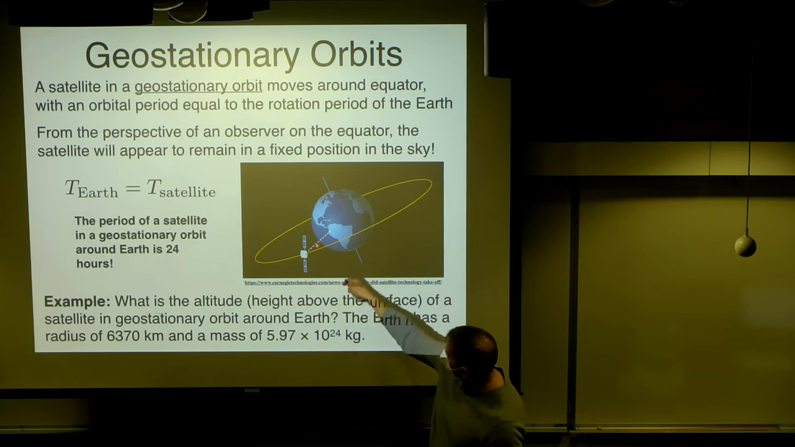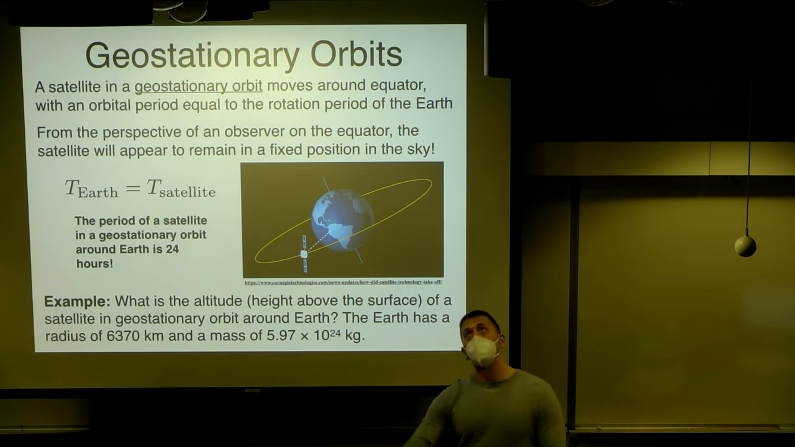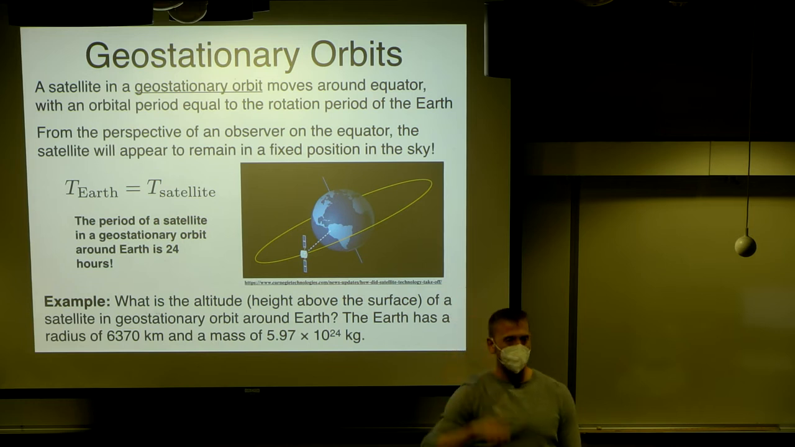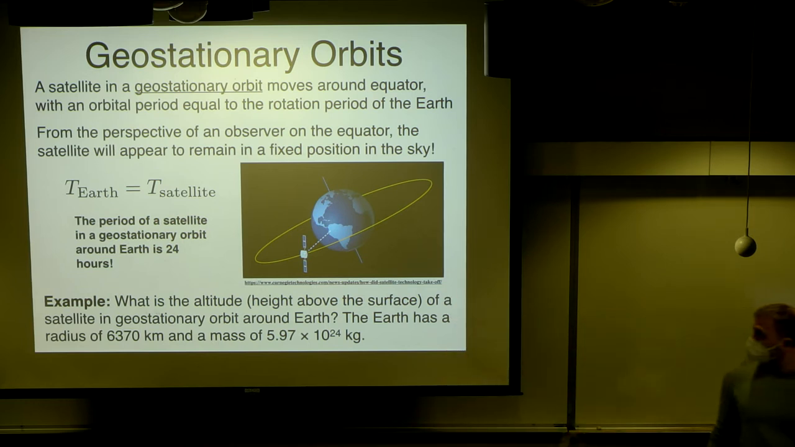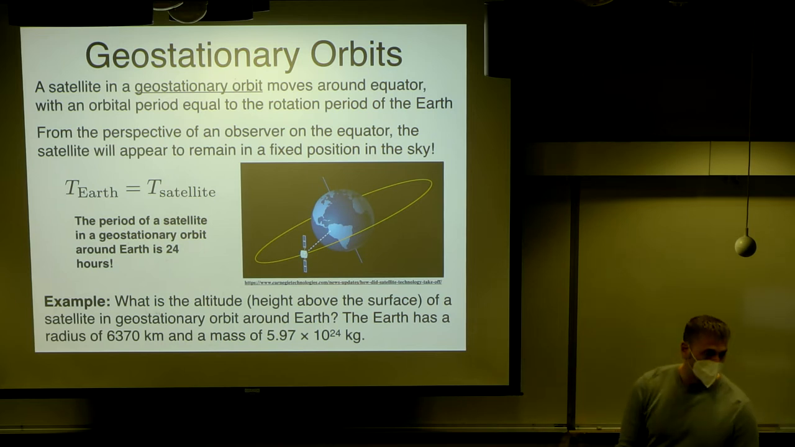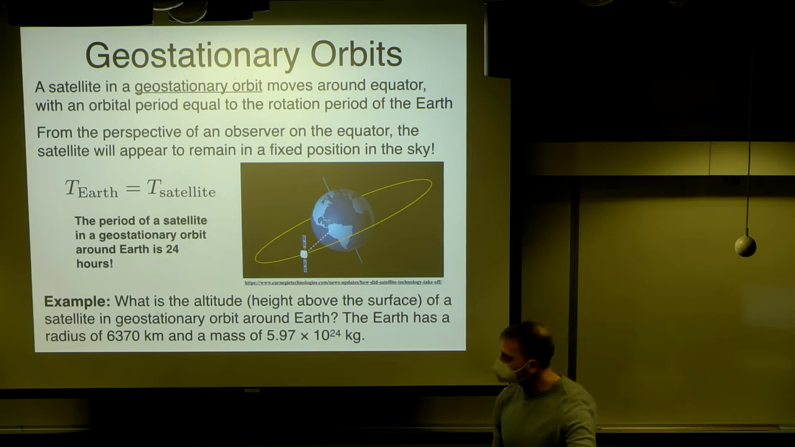So it's always going to be above the same exact point above the Earth. As far as we're concerned, we'd look up in the air and say, that satellite's not moving, just keeping a fixed position in the sky, right? Right, sometimes that's useful, like if you want to just monitor a certain spot on the Earth, for whatever reason. All right, so T Earth has to equal T satellite for this to work, same period.